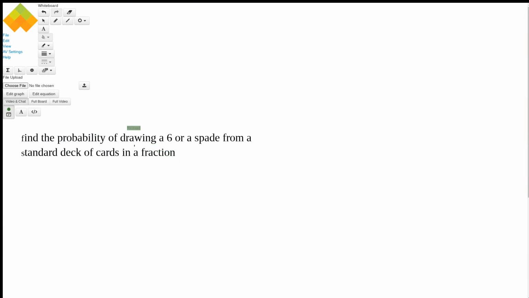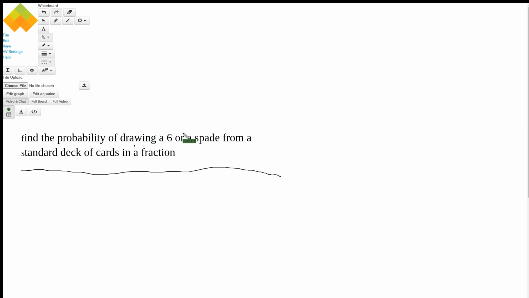This is somebody who's probably taking statistics and probability this year. And probability can be a real nuisance to get right. This one's pretty simple. We just have to figure out how many ways there are to draw a six or a spade from a deck of cards.